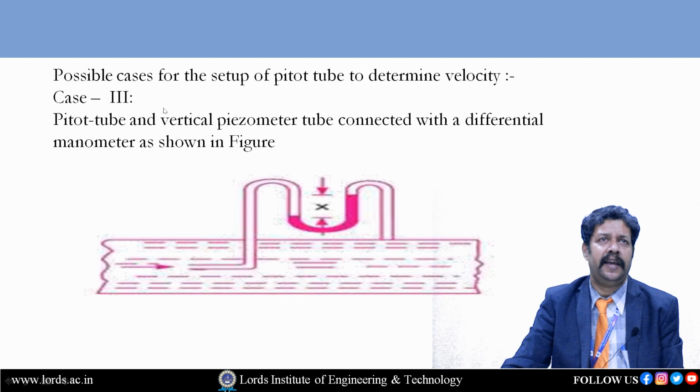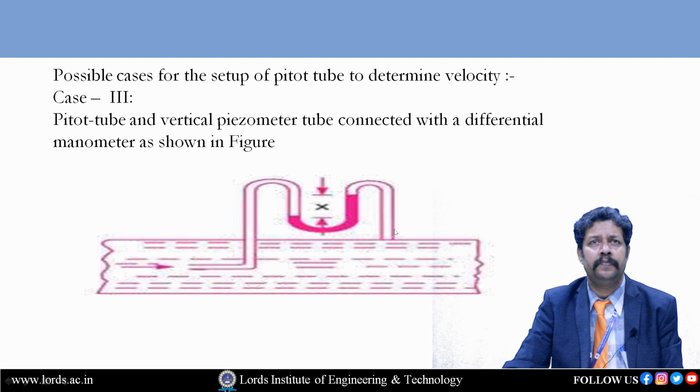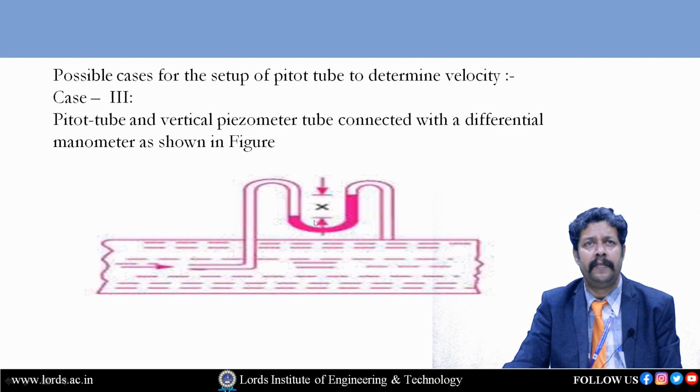Here you can see the pitot tube and vertical piezometer are connected with a U-tube differential manometer. Here it is a pitot tube, it is a vertical piezometer tube. Both are connected with a U-tube differential manometer. Here you can see the difference between mercury levels.